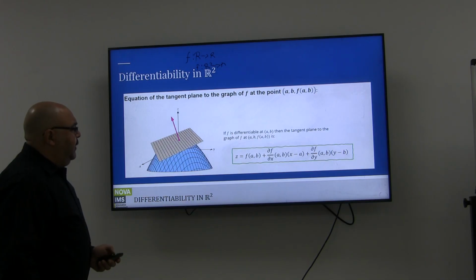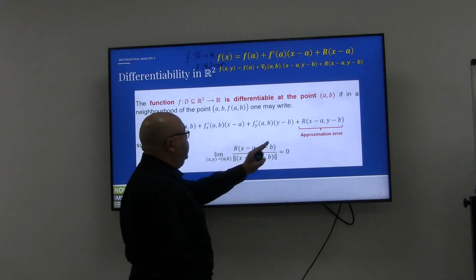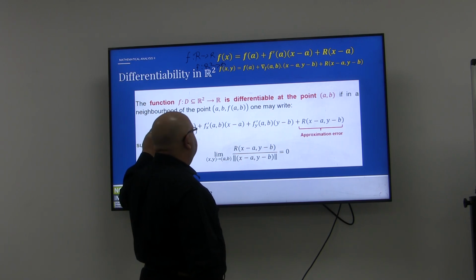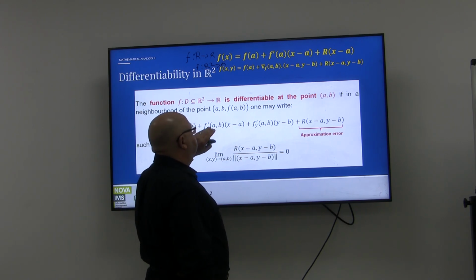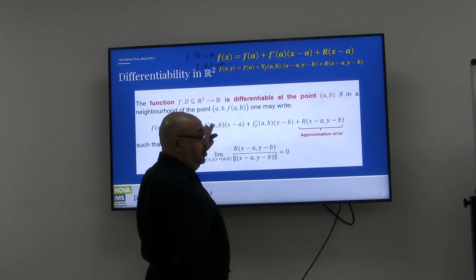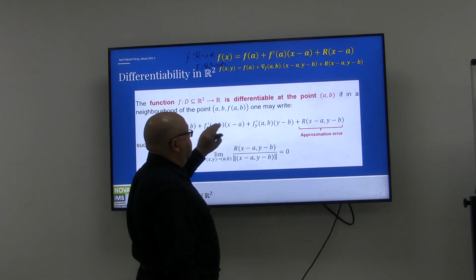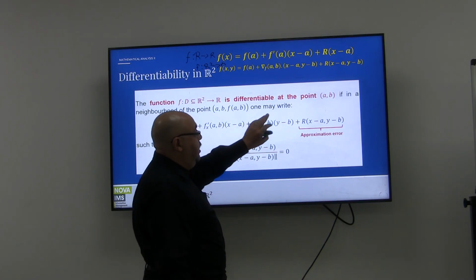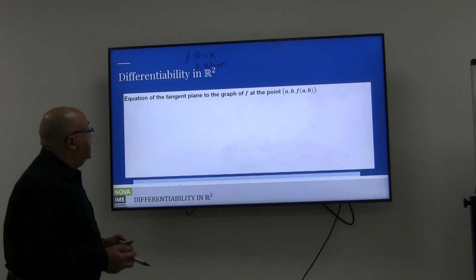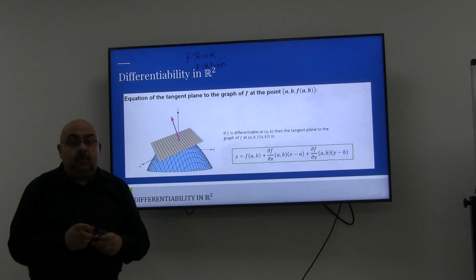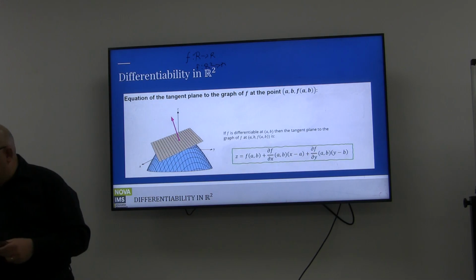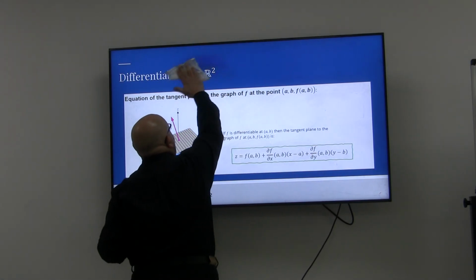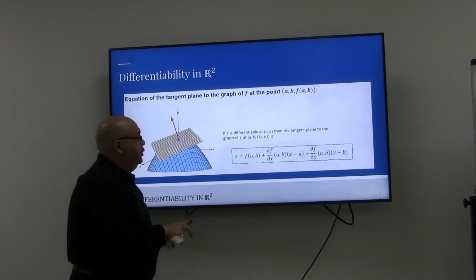The equation of the tangent plane: instead of having f of x, y, this is going to be z equals f of a, b, plus the partial derivative of f with respect to x times x minus a, plus the partial derivative of f with respect to y times y minus b, as you can see. So that's the equation, as I told you, of the tangent plane to a certain curve in R2. This is the main equation that we will use.